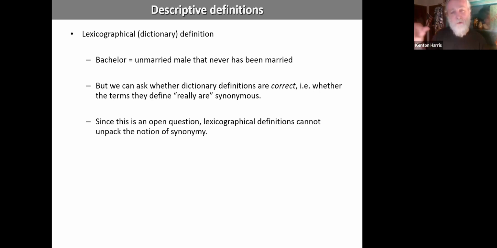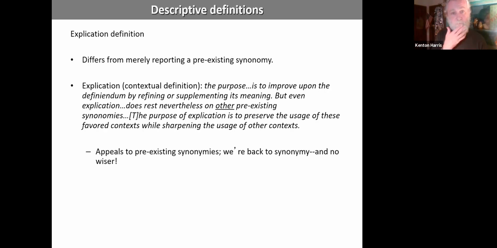Since this is an open question, lexicographical definitions cannot unpack the notion of synonymy. Explication or contextual definition has the purpose of improving upon the thing being defined by refining and supplementing its meaning. But even explication does rest on other pre-existing synonymies. The purpose of explication is to preserve the usage of these favored contexts while sharpening its usage for other contexts. So it appeals to pre-existing synonymies, and we're back to synonymy, and therefore we're no further along in understanding what synonymy means.